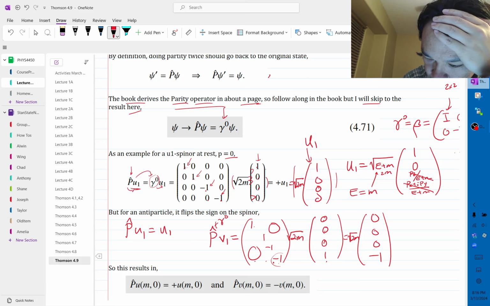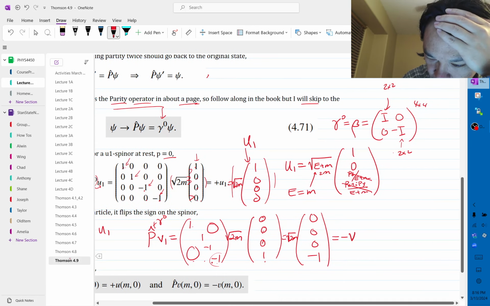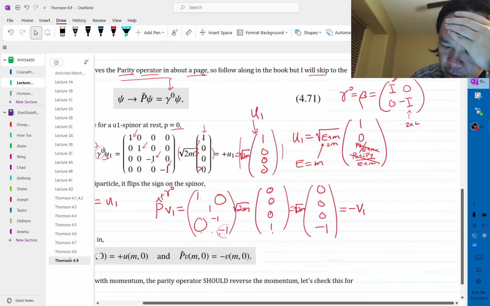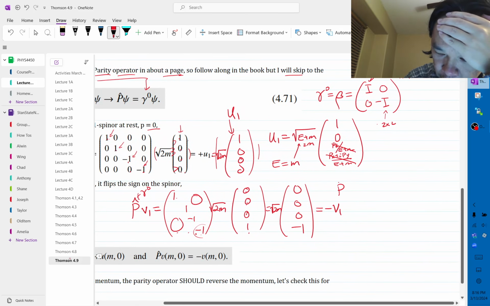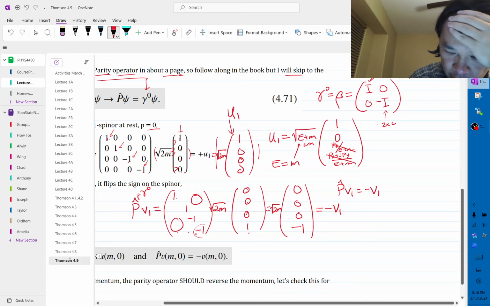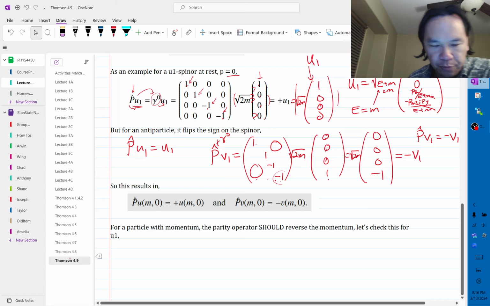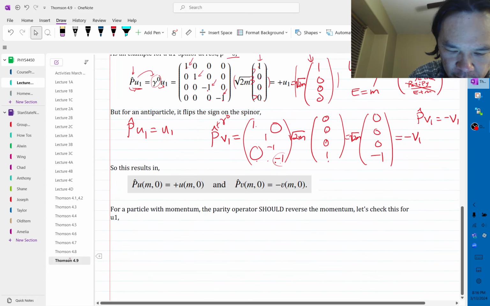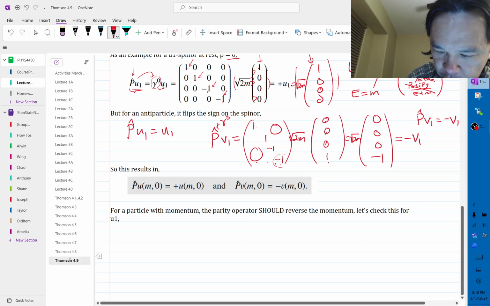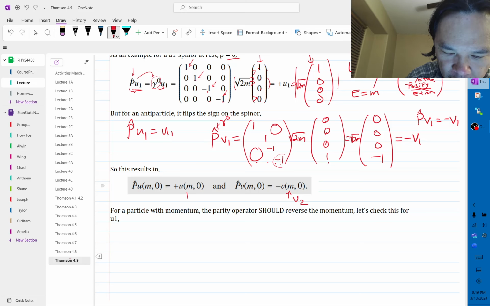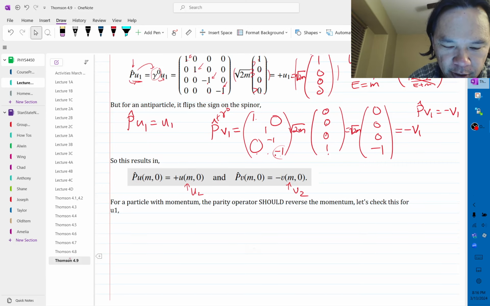So this is not V1, but actually negative V1. So the parity operator acting on V1 gives you negative V1 back. All right. And similarly, if you did this with V2, it also gives you the negative back, and U2 will also give you the positive U2 state back.